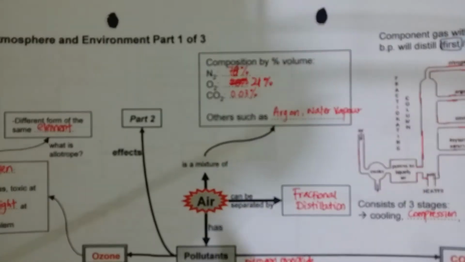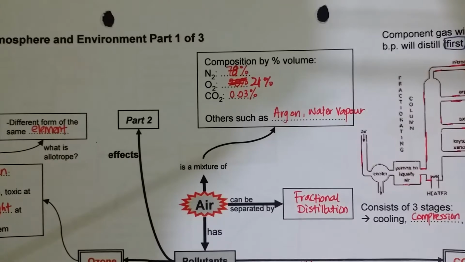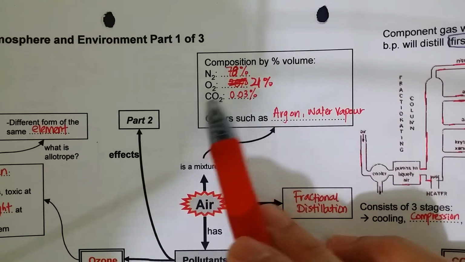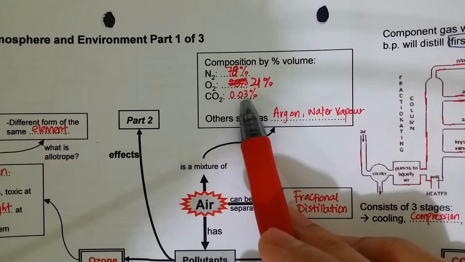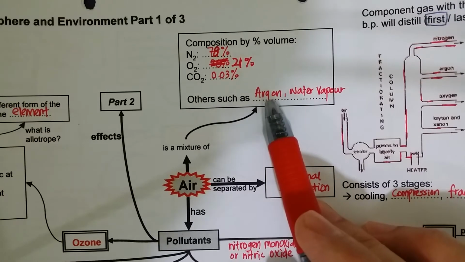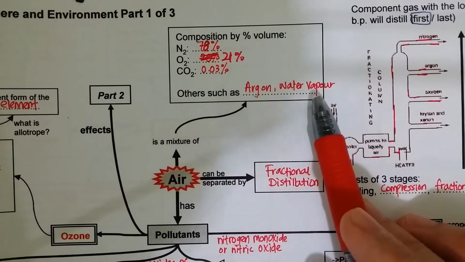So the first component of air would be nitrogen. Nitrogen 78%, oxygen 21%, carbon dioxide about 0.03%, and the rest of the substances in the air would be things like argon and water vapor.